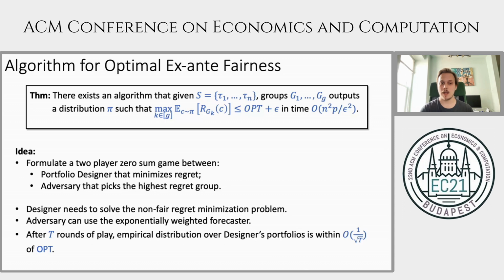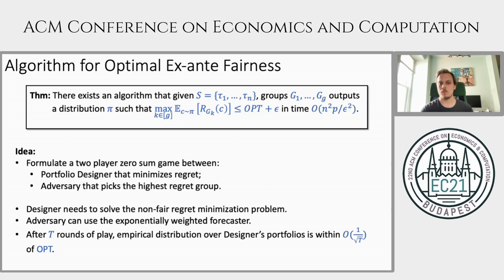Okay, and then after T rounds of play between these two players, the empirical distribution of the portfolios played by the designer will be within 1 over square root T of the optimal ex ante minimax group regret. So you just play the game for enough rounds, you take this empirical distribution, and that's a pretty close approximation to the optimal distribution that you could get.